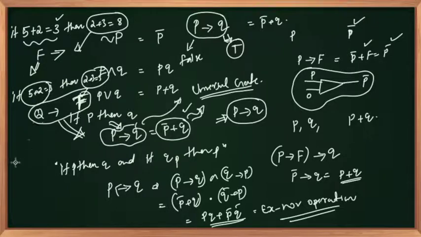And one more thing, this statement p implies q will be false only if p is true and q is false, okay? So remember all these things. If p is true and q is false, then at that time this statement is false, okay?